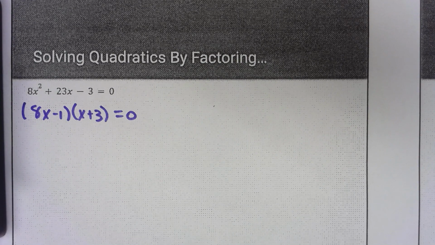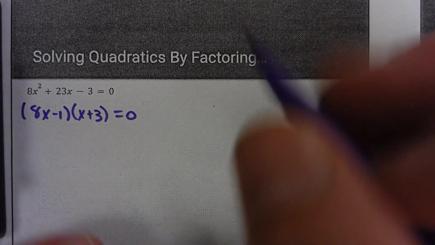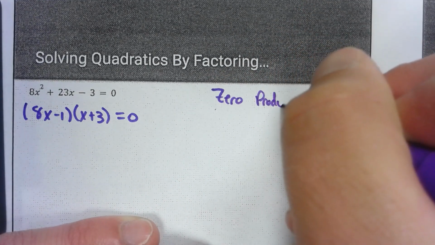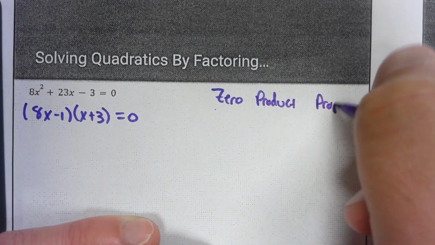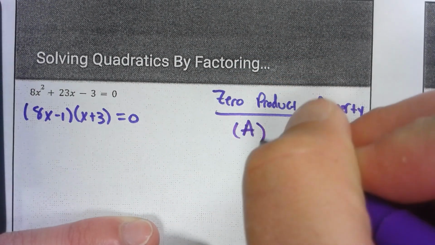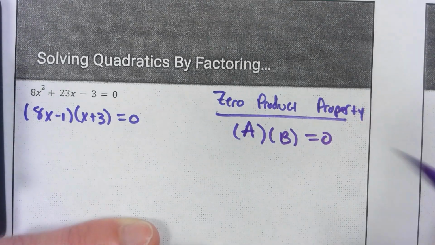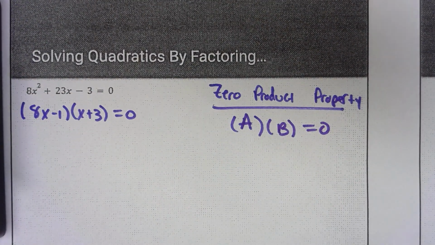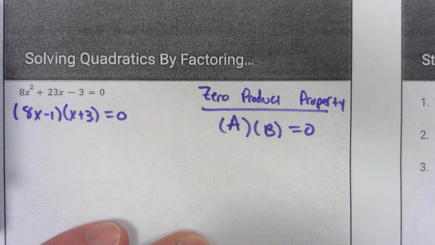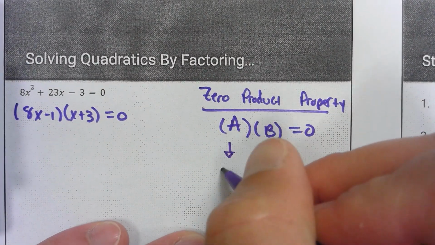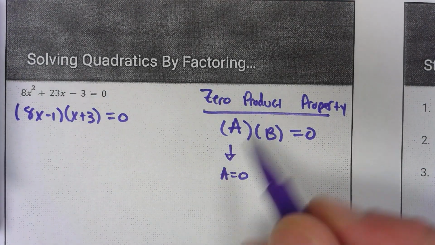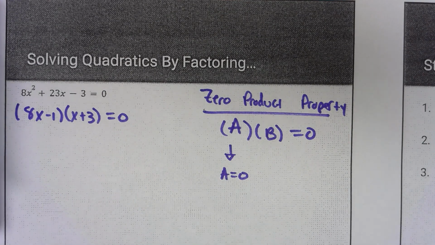After we factor, we solve by using what's called the zero product property. You don't need to know this name, but we need to know what this property tells us. It means if we have A times B equal to 0, we need each factor to be equal to 0. So the zero product property says that if A equals 0, it doesn't matter what B is. 0 times whatever B is, it's still going to be 0.